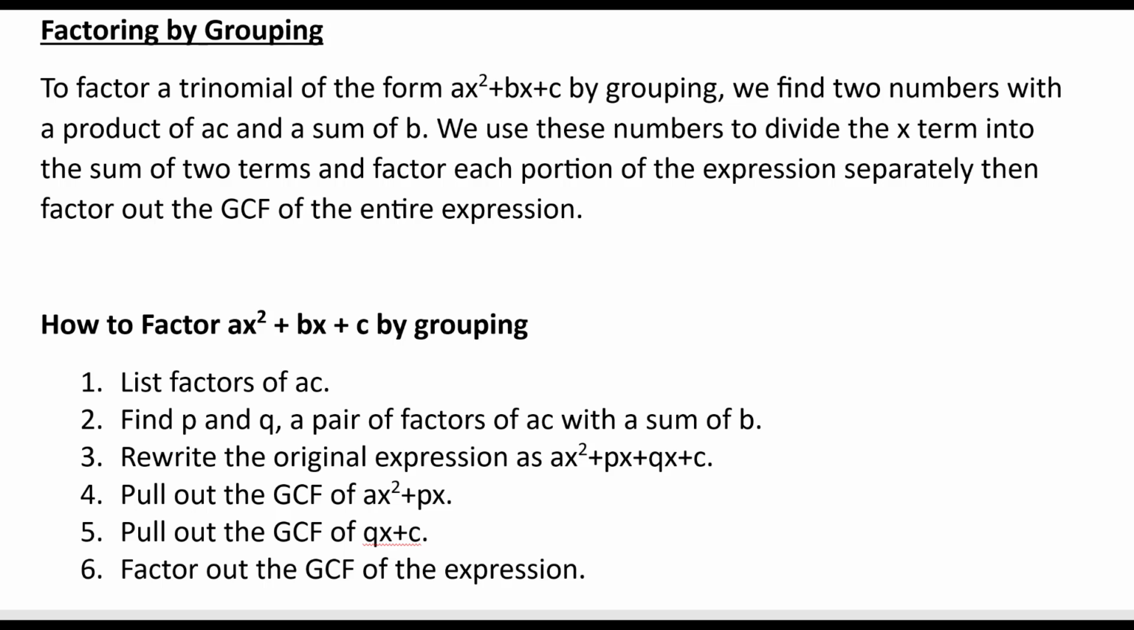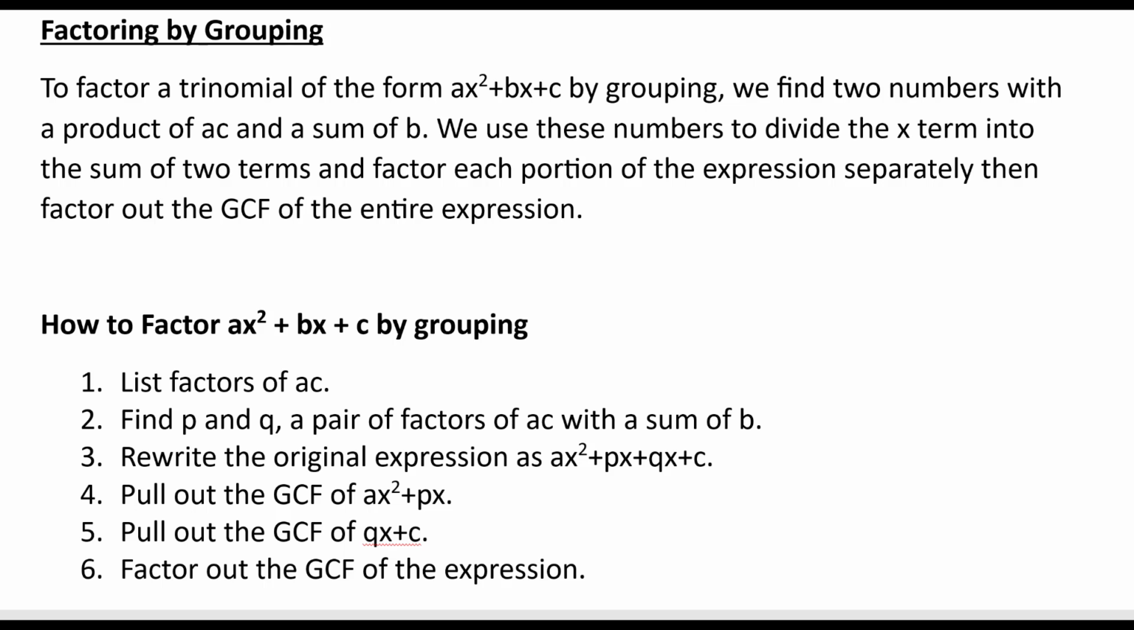Now we're going to look at factor by grouping. To factor a trinomial of the form ax squared plus bx plus c, so its leading coefficient is not 1, is what we're trying to get at, we find two numbers with a product of ac and a sum of b. Now there's more to it though.